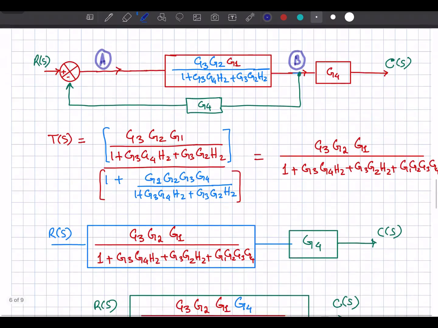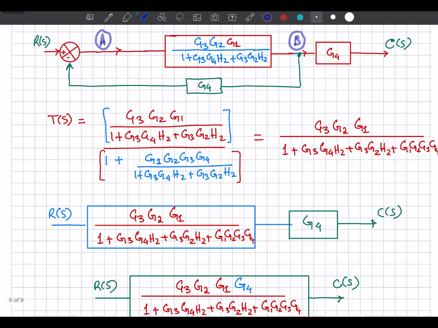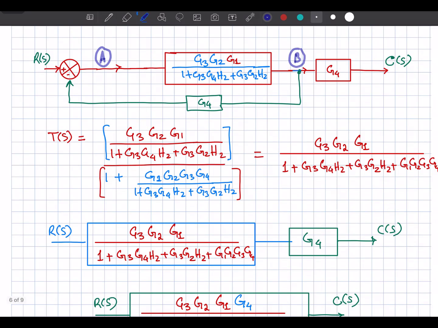Now what we can do, if you observe this one, this is basically a feedback path again.